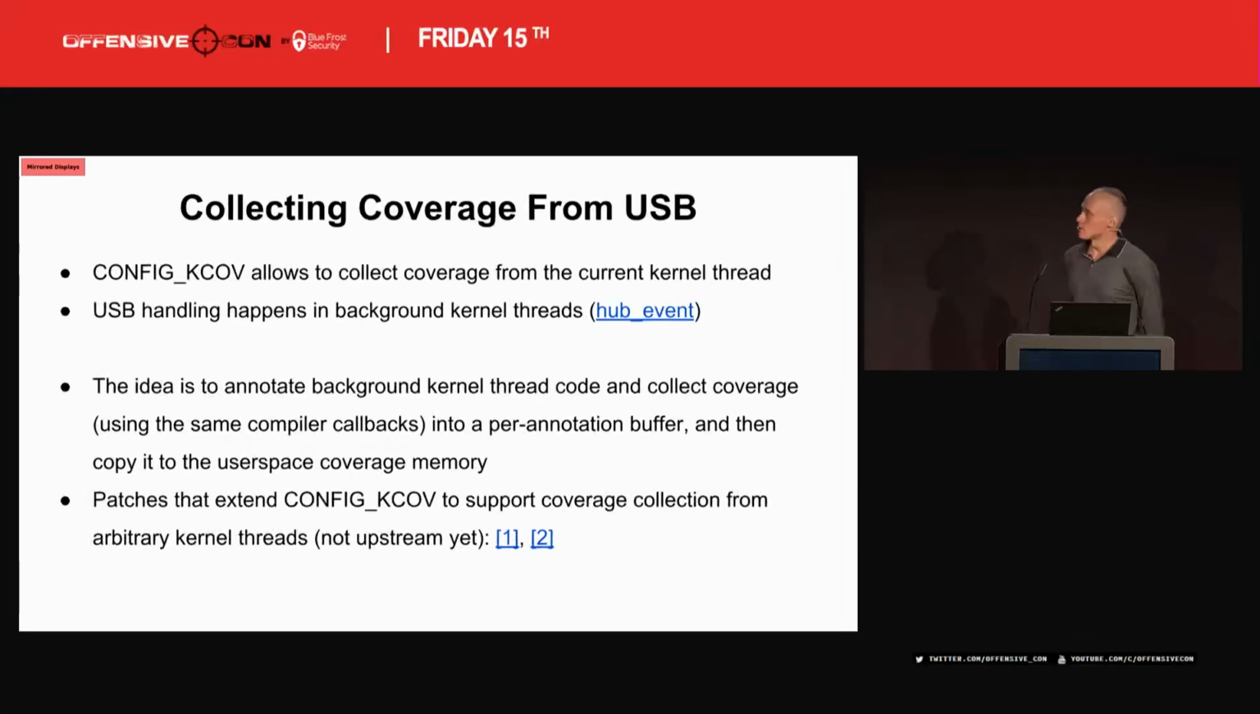Let's address the first part. The first part is that we want to collect coverage from USB. And it's not really that difficult. You just need to implement this background coverage collection in the kernel. So you need to modify the kernel KCOV. And the idea is that we don't want to collect coverage from all the threads in the system, but we want to somehow point out the threads that we want to handle.